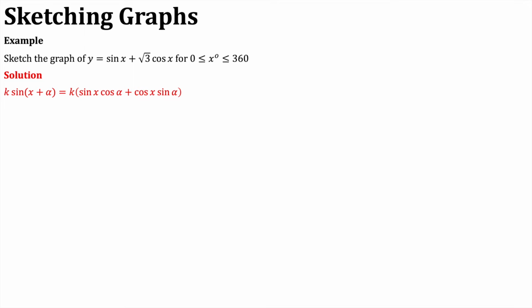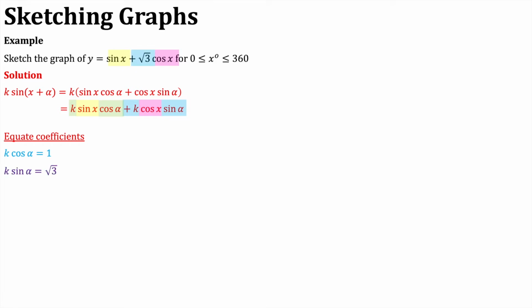I've just chosen that, and that will give me k times sine x times cos alpha plus k times cos x times sine alpha. Now, equating coefficients to get my simultaneous equations, I can obtain that k times cos of alpha is equal to 1 and k times sine of alpha is equal to root 3.